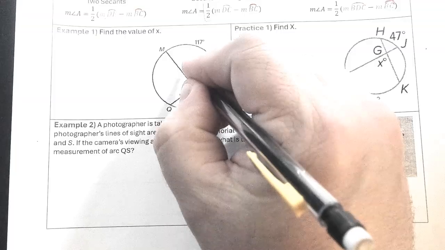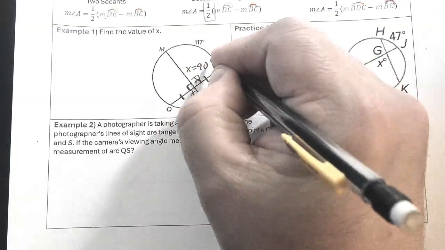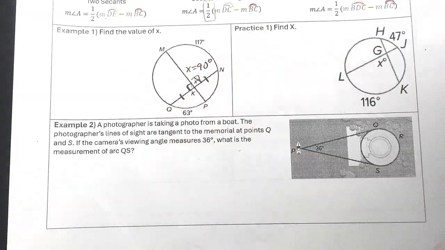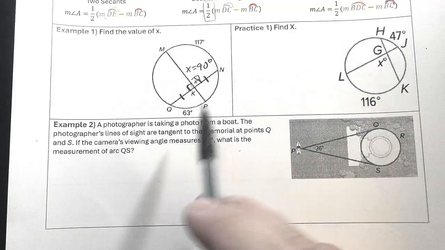So I'm just going to write right here, pretend like I'm a magician. I'm guessing that it's 90, okay? So let's do the math though.